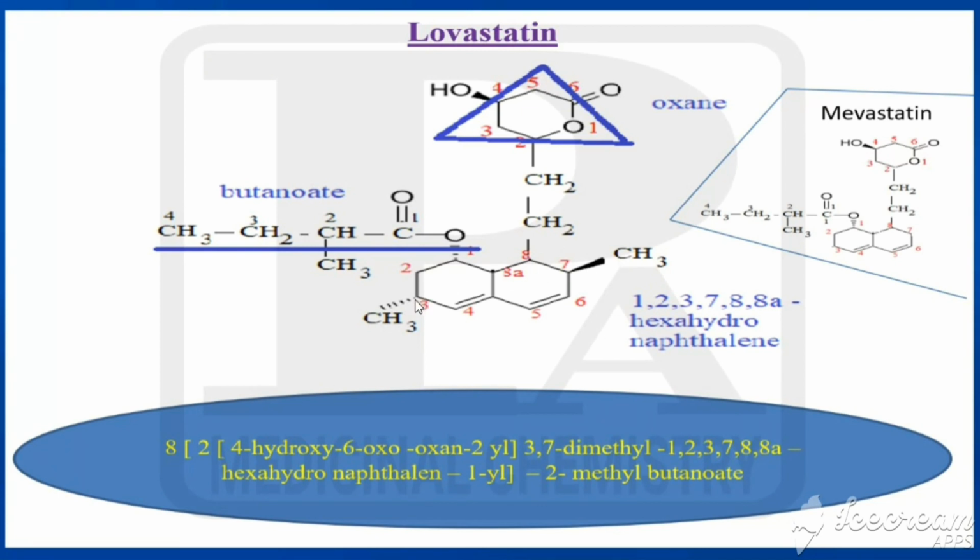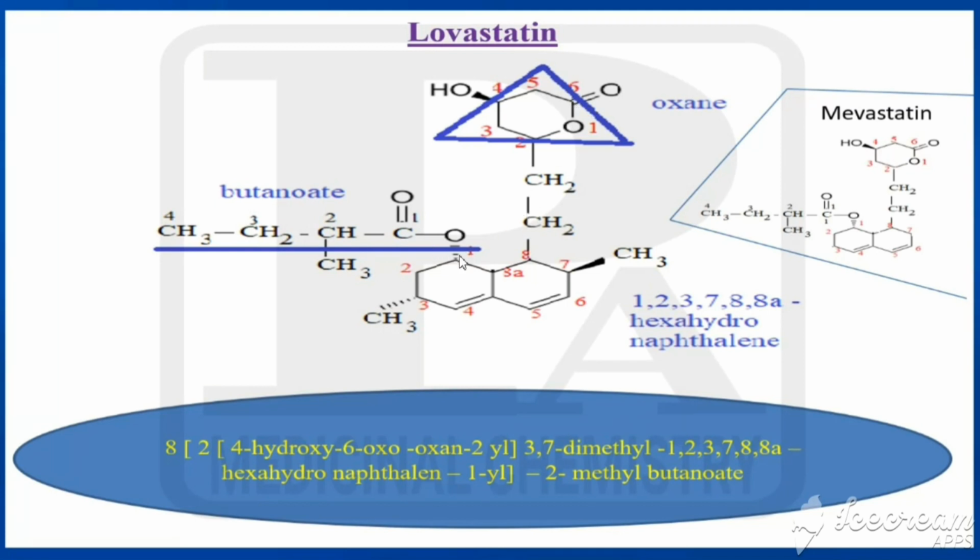Here this is alpha, whereas here this would be beta. In the 8th position of that hexahydronaphthalene, ethyl would be attached. In that ethyl, this would be number 1, this is number 2. In the 2nd position of ethyl, oxane would be attached. What is meant by oxane? A 6-membered heterocyclic ring with oxygen. That can be called oxane, and here it has a hydroxy group in the 4th position and a ketone in the 6th position, connected to oxygen by means of a double bond.